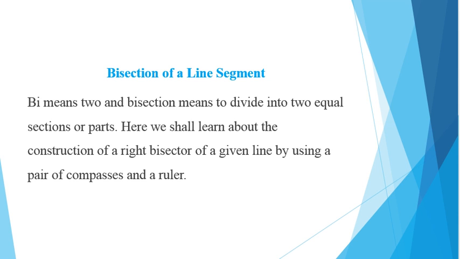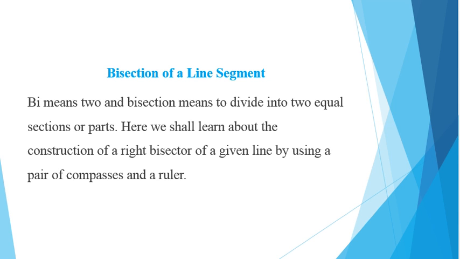First of all we should know the meaning of bisection. Bi means two and bisection means to divide into two equal sections or parts. So in this video we will learn that if we are given a line segment, how we can divide the given line into two equal parts by using a pair of compasses and a ruler.